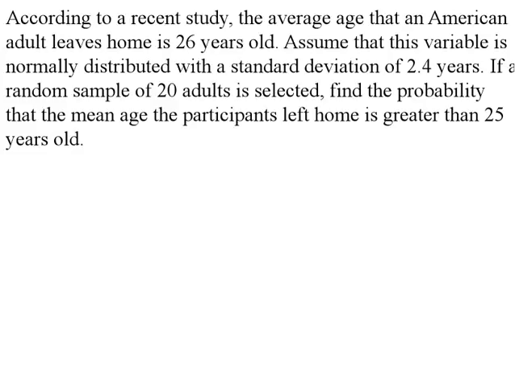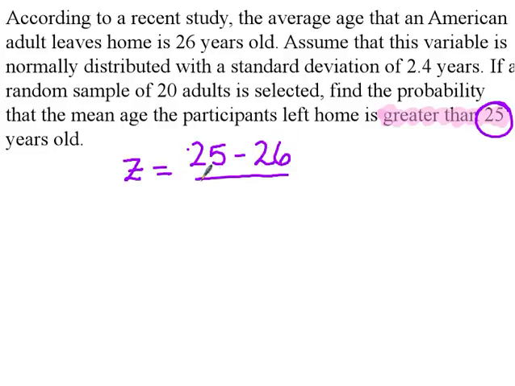So what we need to do is find our z-value. The thing that we're focusing on right now is greater than 25 years old. So how would I find the z-value? Close. Okay, the z-value here is going to deal with the 25. So 25 minus 26 divided by the standard deviation, which in this case is 2.4. So let's go ahead and calculate that. What is 25 minus 26 divided by 2.4?